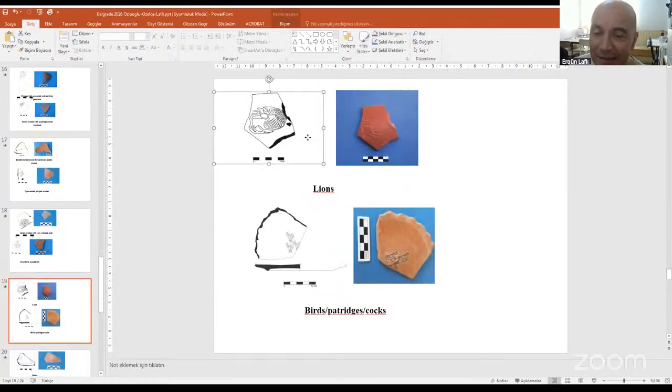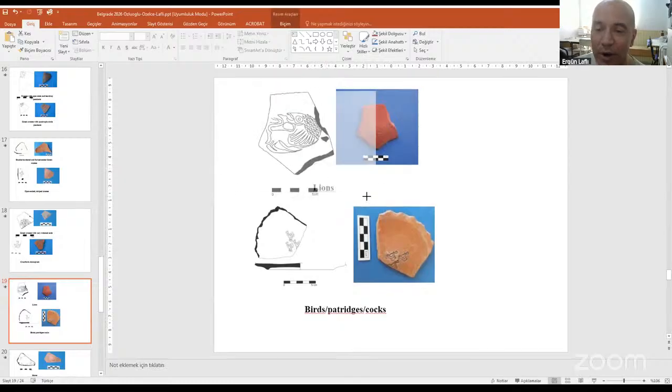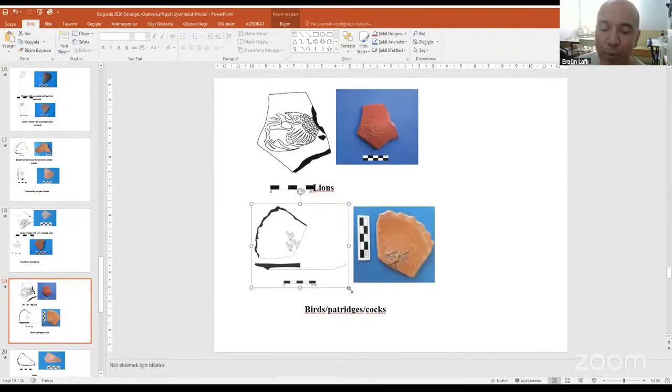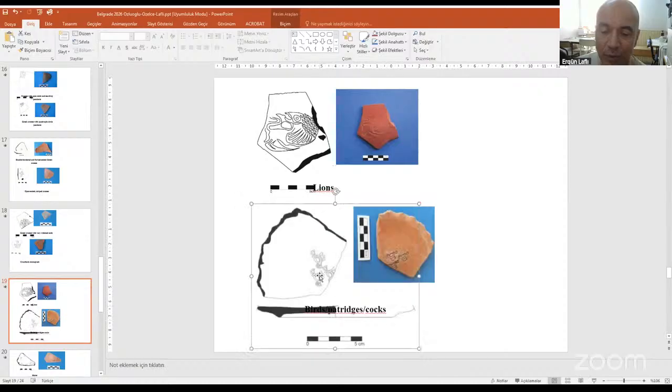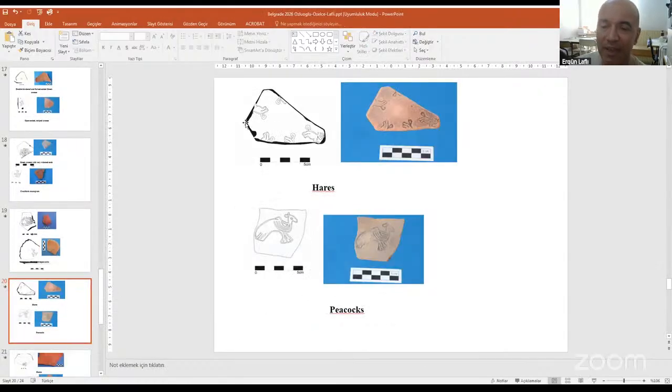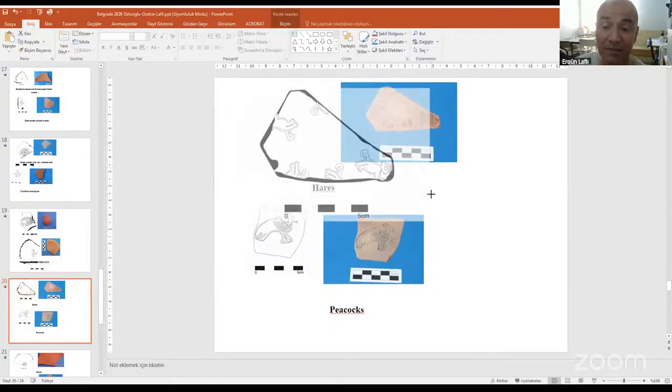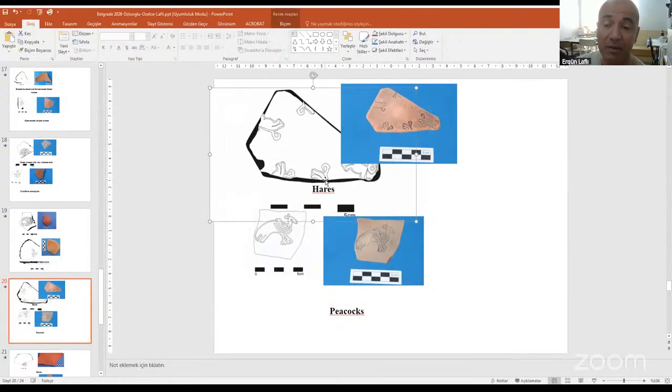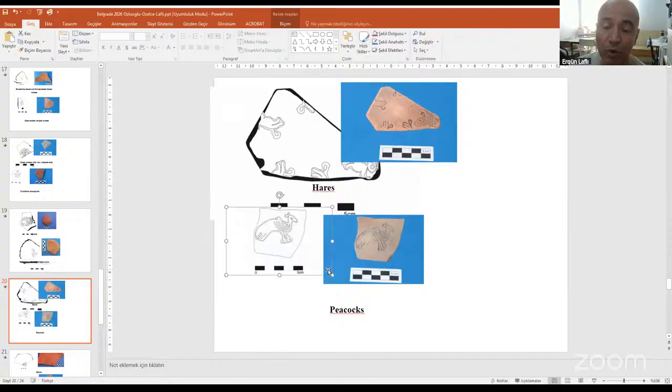Then we have lines. We're not very sure if this is a line or not. We can discuss that. Then we have birds, partridges, and cocks, like this one here. Not very naturalistic, a little bit abstract. Then we have hares, a pair of hares, maybe running. Then peacocks, of course, it's early Christianity, and peacocks are normal.